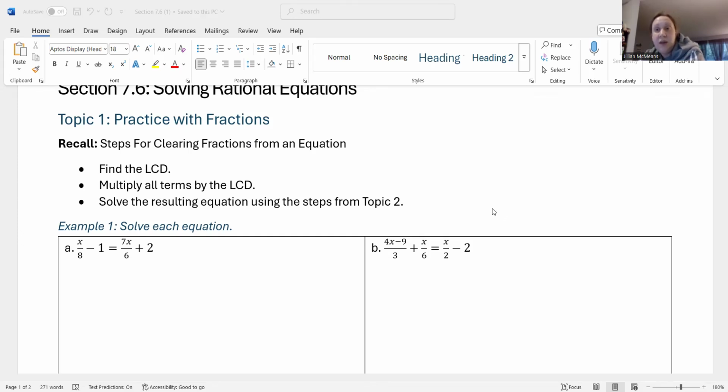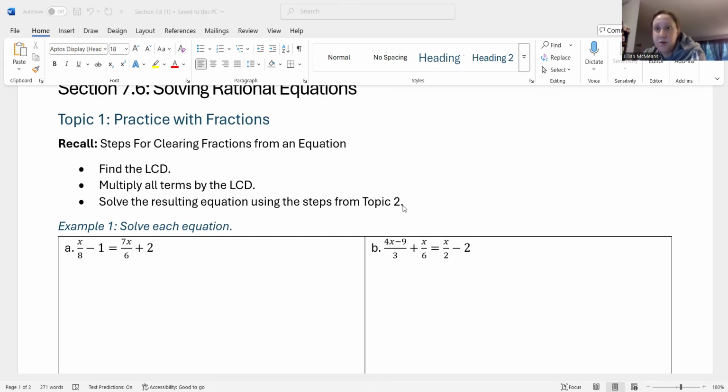When you're dealing with a linear equation that contains fractions, the way you would clear those fractions is to start by finding the LCD. So look at all of your denominators and determine what the LCD would be. You then multiply both sides of the equation by the LCD and then just distribute it. But for me, I show it a little bit more individually. So what I say is multiply all of the terms by the LCD and then simplify and solve the resulting equation.